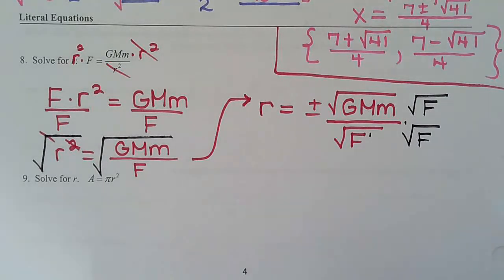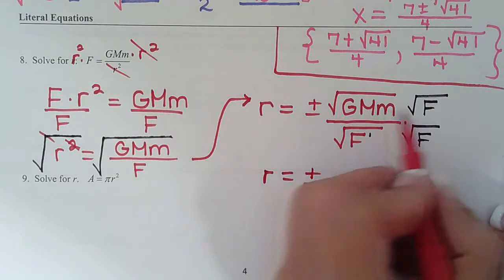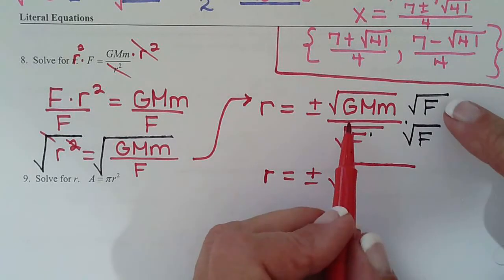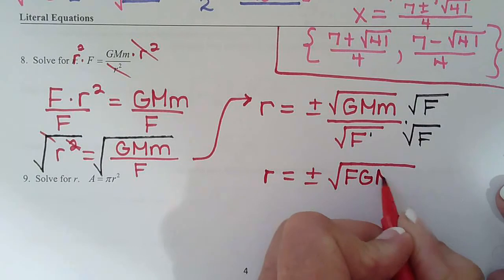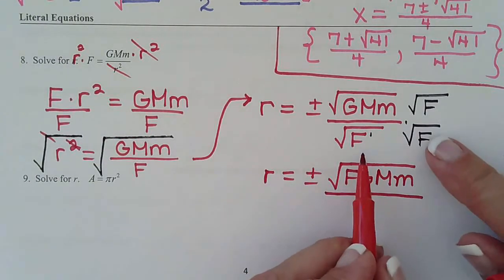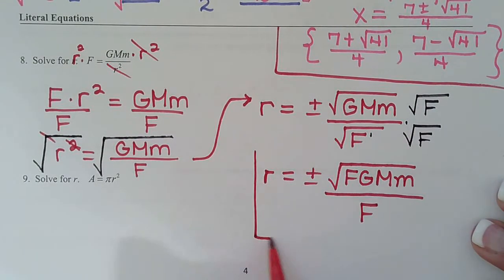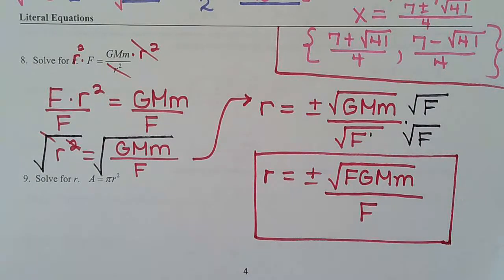So now we have r equals plus or minus. This is all under the radical. So should we put it in alphabetical order? F, G, uppercase M, lowercase m. And what do I have in the denominator? 2 f's pop out as a single f. So no radical, yay! And that's why that's called rationalizing the denominator, because we took the radical out of the denominator.